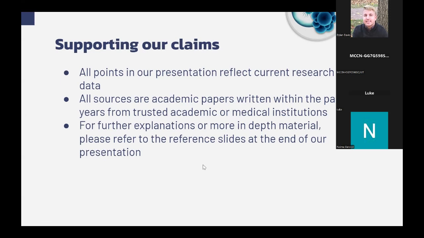So this is what we're doing to support our claims. All of our points in our presentation reflect current research and data. All the sources that we have are from academic papers or articles written within the past 5 years from trusted academic sources or medical institutions. And for further explanations or more in-depth material, please refer to the reference slides at the end of our presentation.